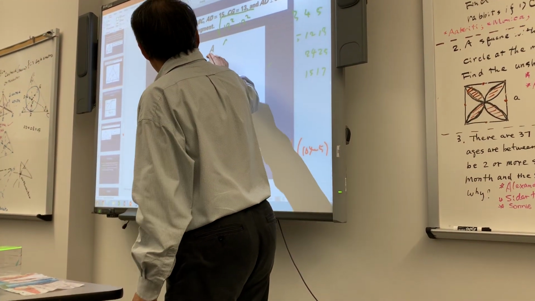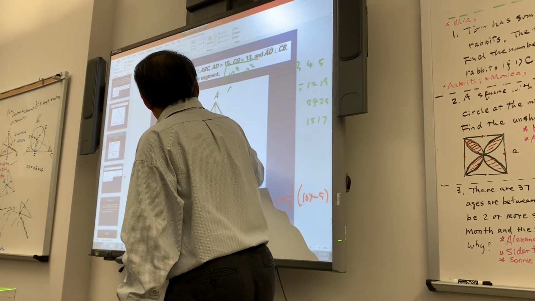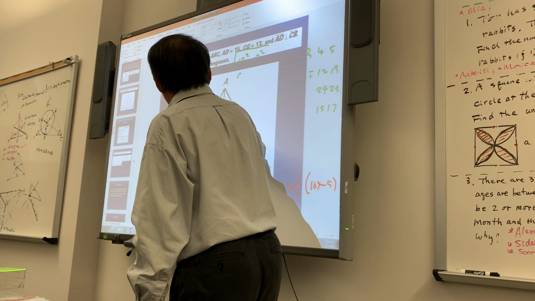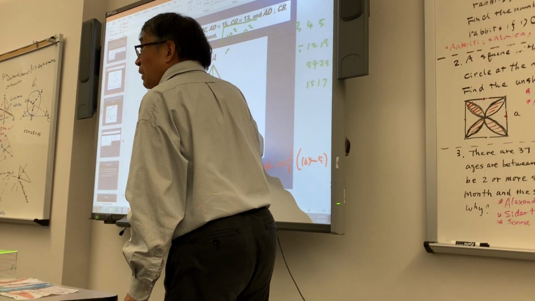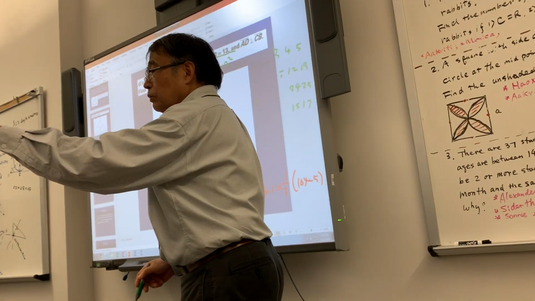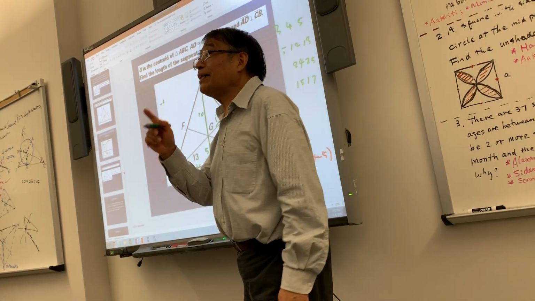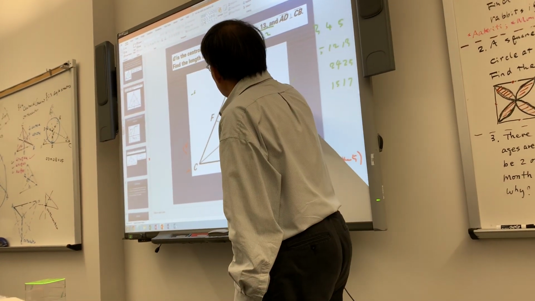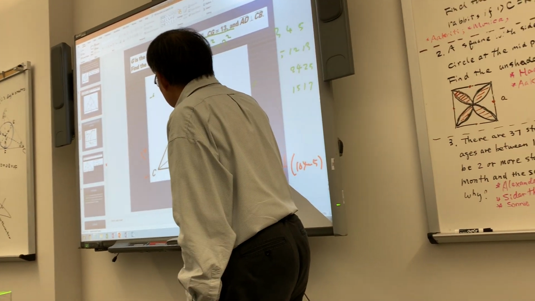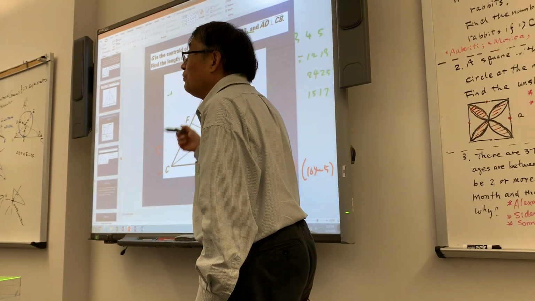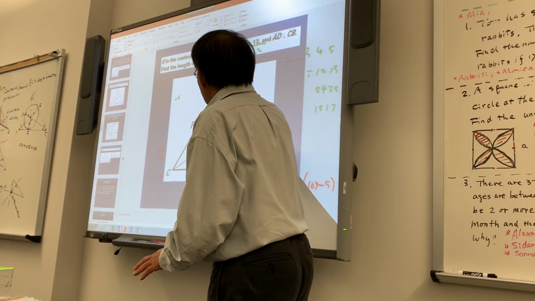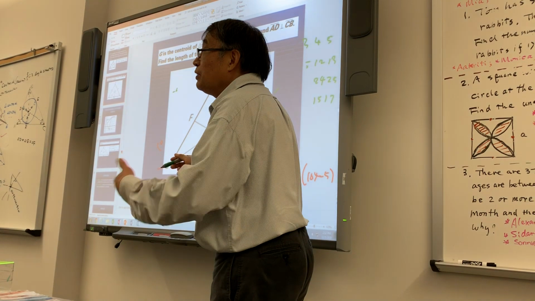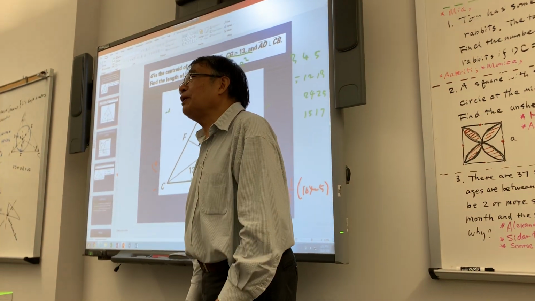AD equals 15, AG would be 2/3 of 15, which gives you 10, and then GD would be 5. Do you understand, please? AD is 15. Shorter part is 1/3 of 15, 5. Longer part is 2/3 of 15, 10. Is that okay for everyone, please?